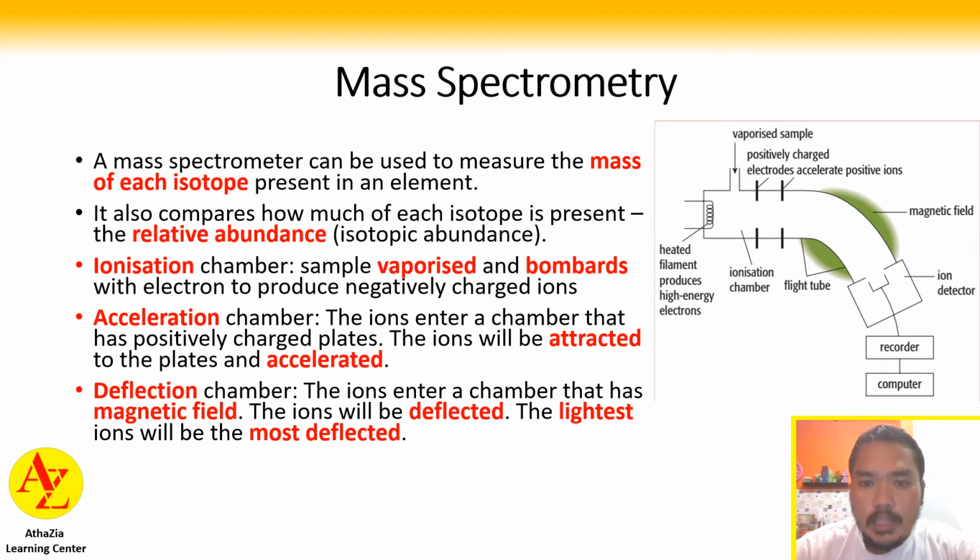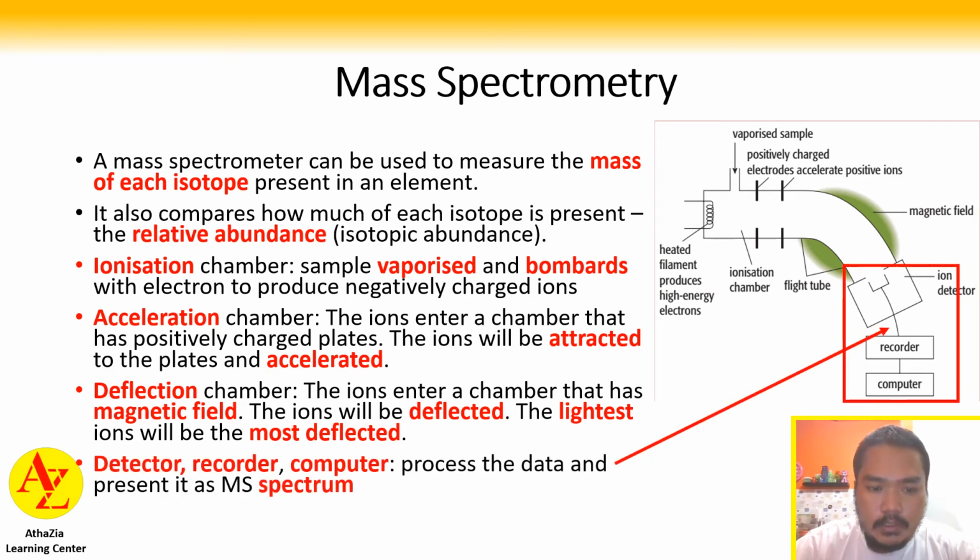The lightest particles will be deflected the most because they have less mass, and the heaviest will be deflected less than the others. Then they will arrive at the detector at different times, so we can measure the mass. The one that arrives first at the detector is the lightest isotope. Then the detector, recorder, and computer will process the data and present it as a mass spectrum.